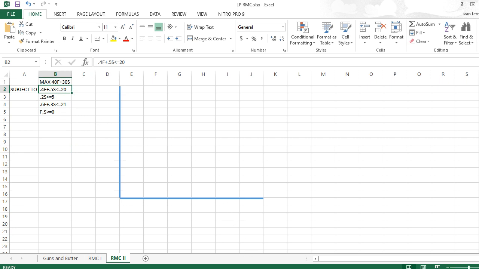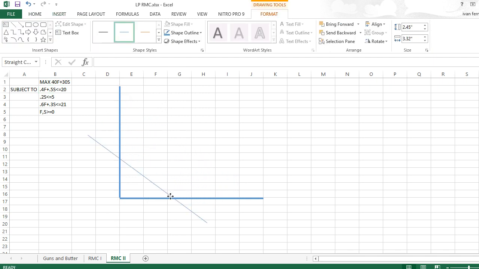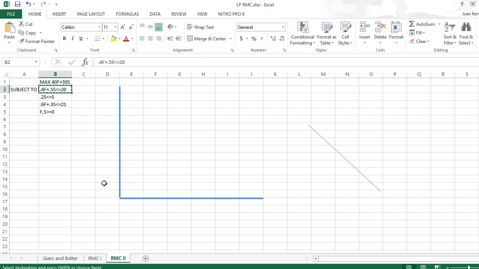So how are you going to do that? Well, it's actually very simple. These are linear equations. They're just going to be lines. It's just a matter of where they cross the axis and the slope. So all you need to draw a line is 2 points. That's all you need.